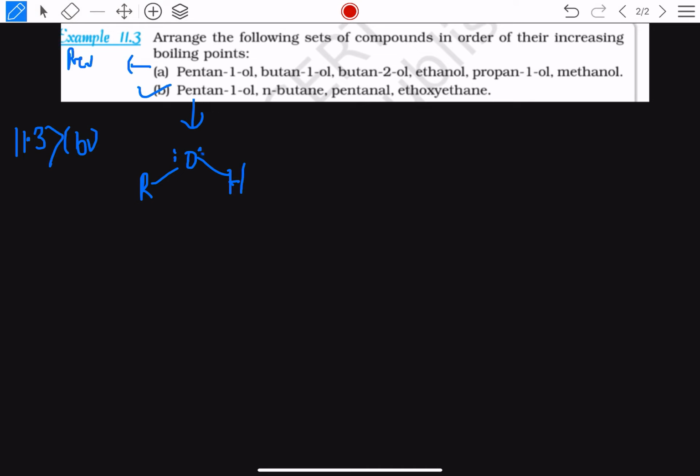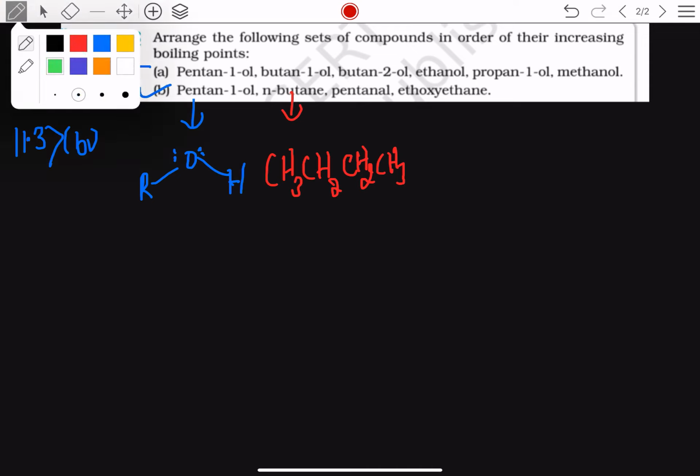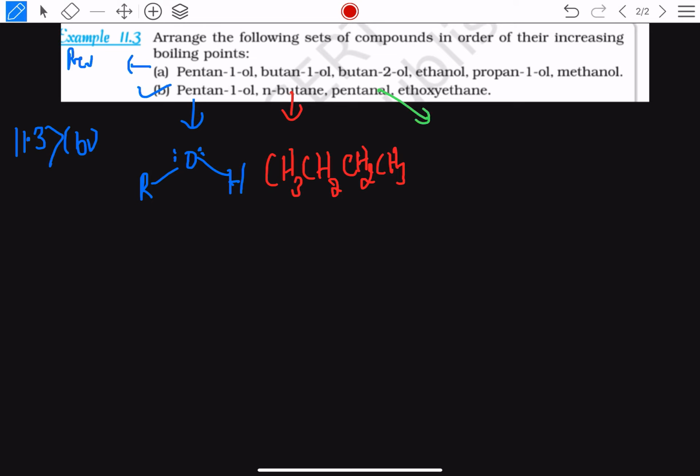The next is n-butane. n-butane means a hydrocarbon. It is a normal hydrocarbon represented by CH3, CH2, CH2, CH3. This is n-butane, C4H10. The next is pentanal. Pentanal is an aldehyde. It is represented by the group RCHO. RCHO is the aldehyde group.